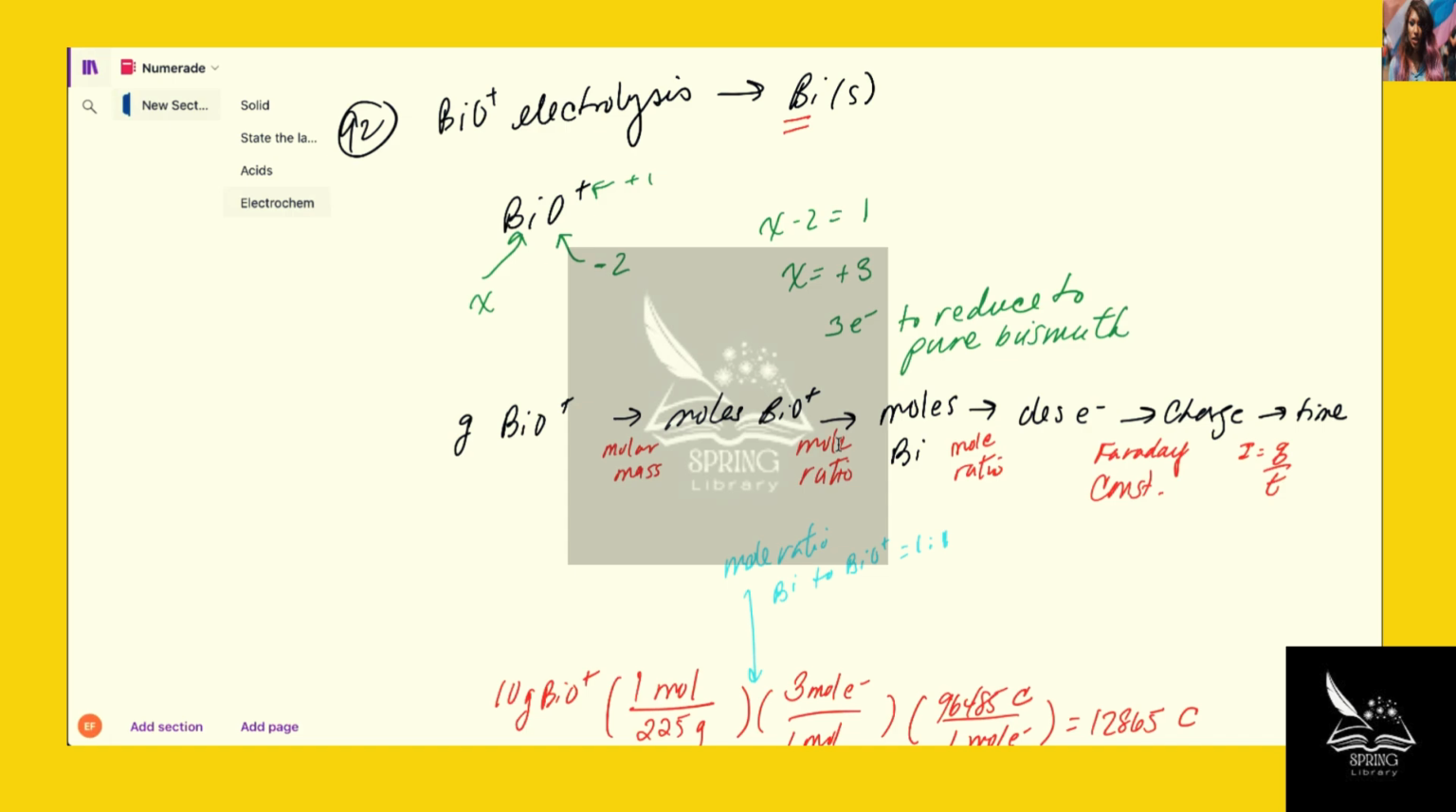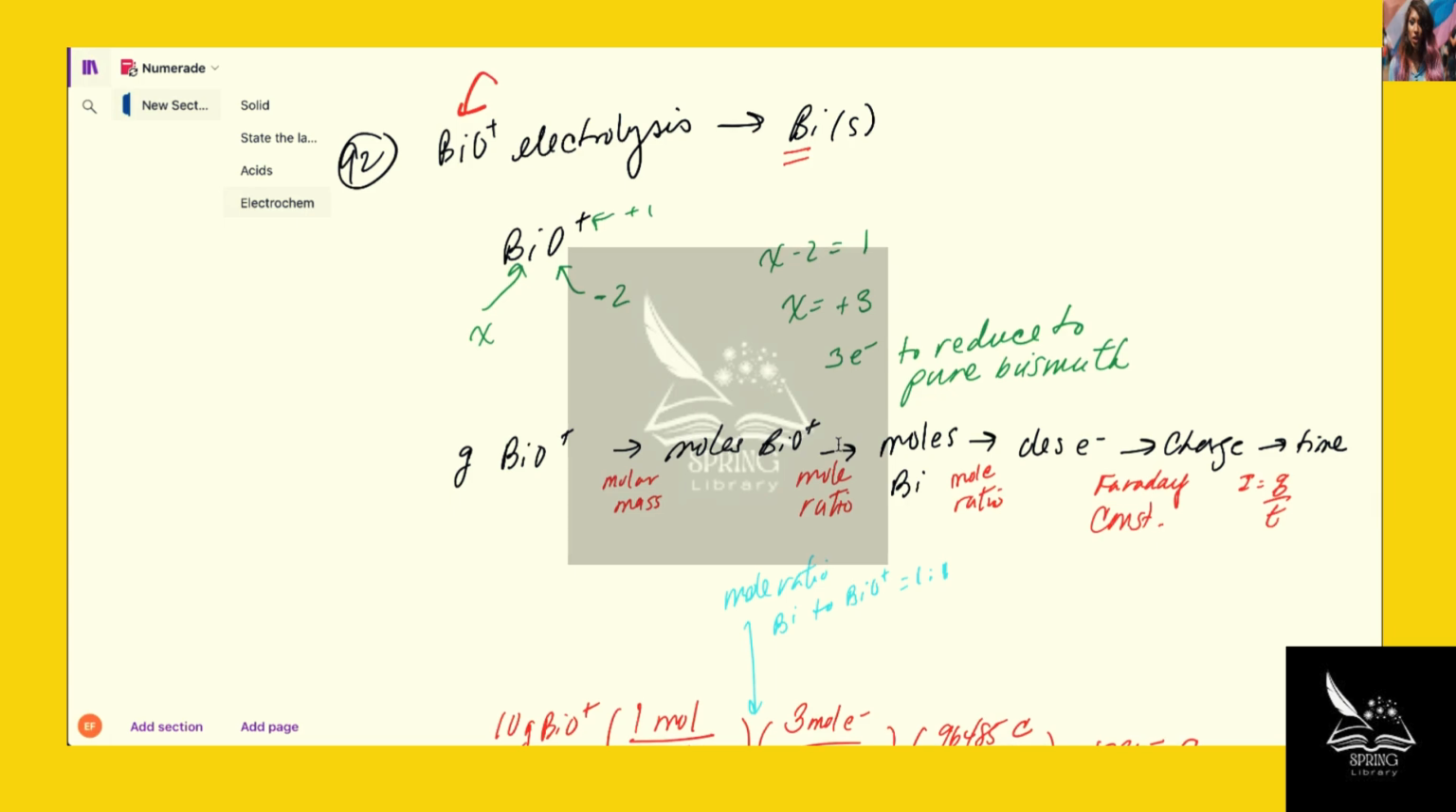So first, bismuth is present in this molecule BiO+, and then it's changing to bismuth solid, which is going to have an oxidation state of 0. So we need to find the oxidation state of bismuth. From our oxidation state rules, oxygen is always -2. The total charge of this ion is +1. So now we can solve for what the oxidation state of bismuth is going to be, which is +3. So that means that 3 electrons are needed to reduce to pure bismuth.